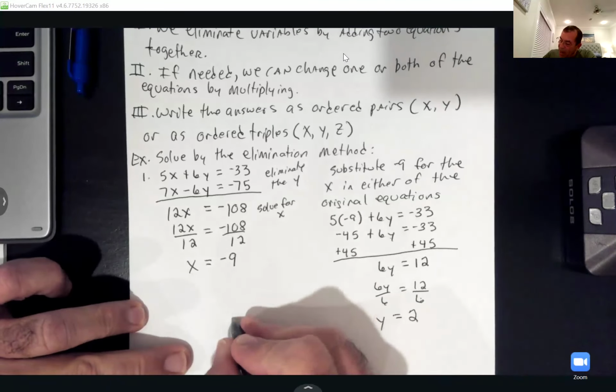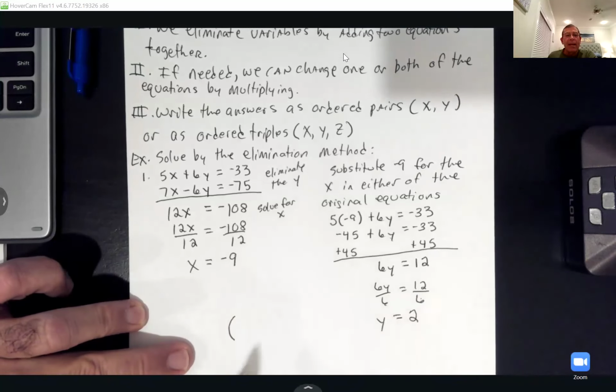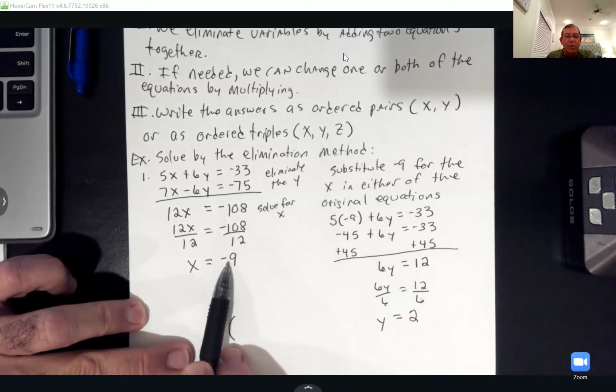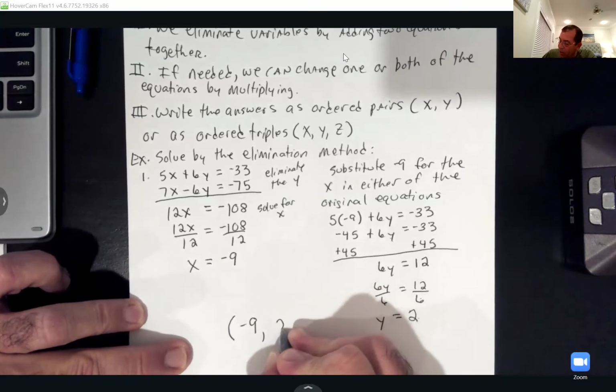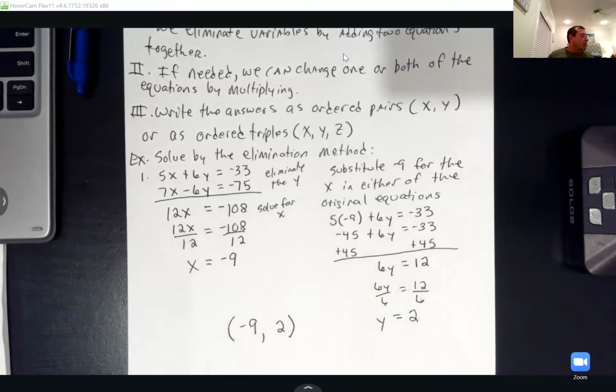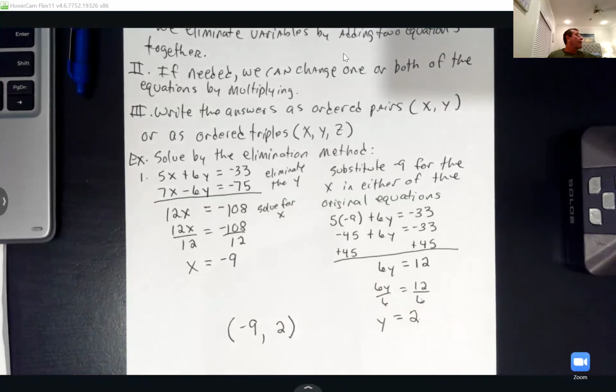So remember, in Math Lab, it has to be in the form of an ordered pair. So we're going to put our x first, which is negative 9. And then our y value was a 2. All right, y'all, any questions on that one?